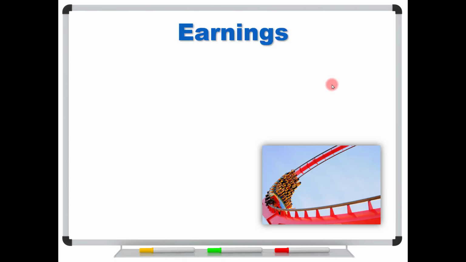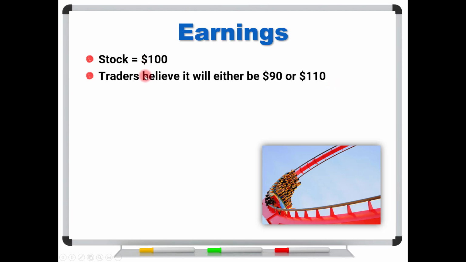As I said, this is a normal skew curve, but what can happen, let's say, during earnings season? Well, let's say that we have a stock trading for 100, but traders believe it will either be 90 or 110. Traders have this preconceived idea that the earnings are going to be explosive in one direction or another. If they're really good, the stock could be up at, let's say, 110. Or if they miss or aren't as good as expected, maybe it will fall to 90.